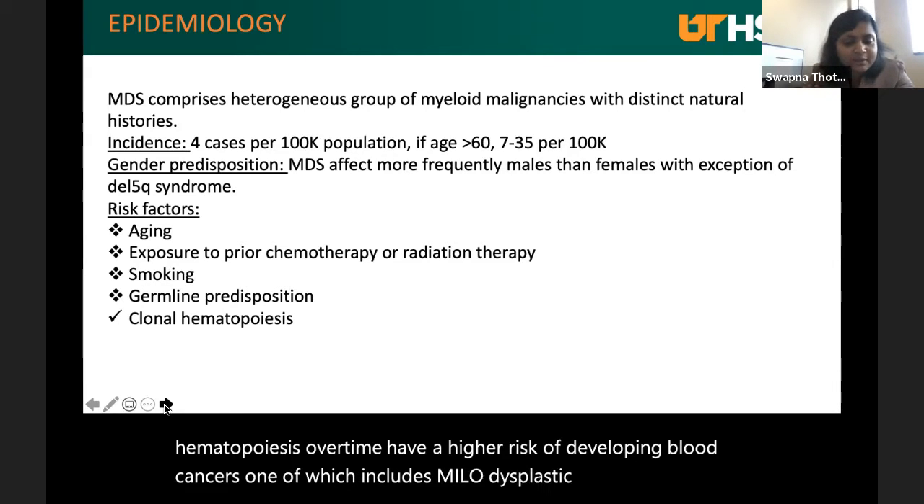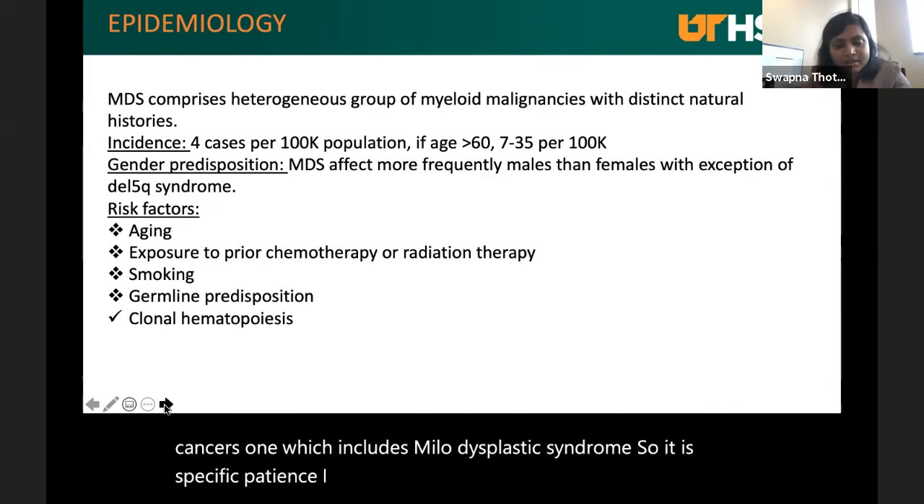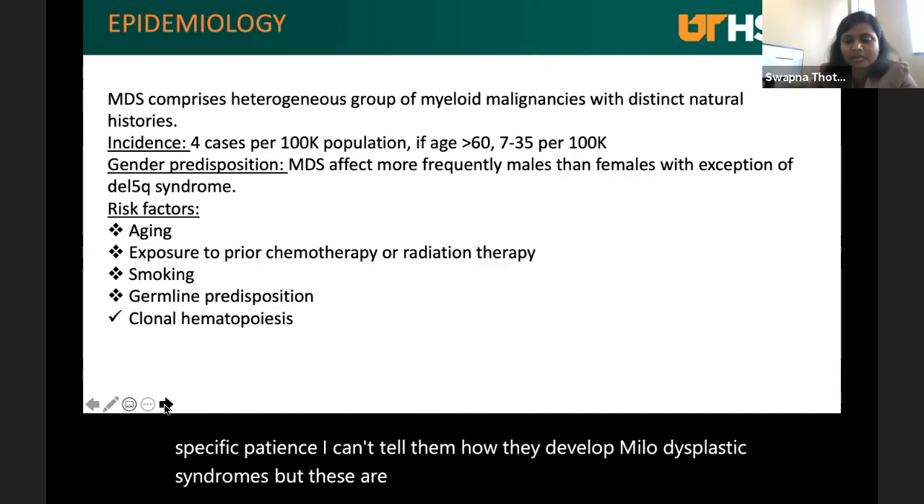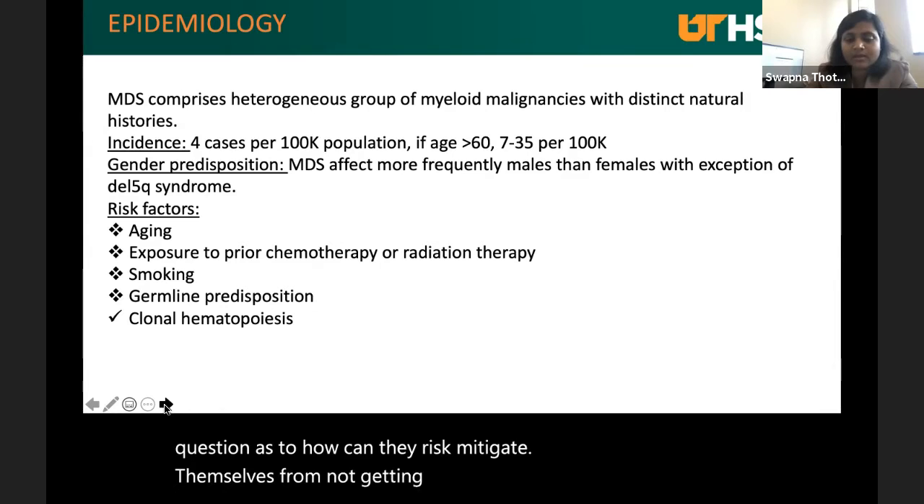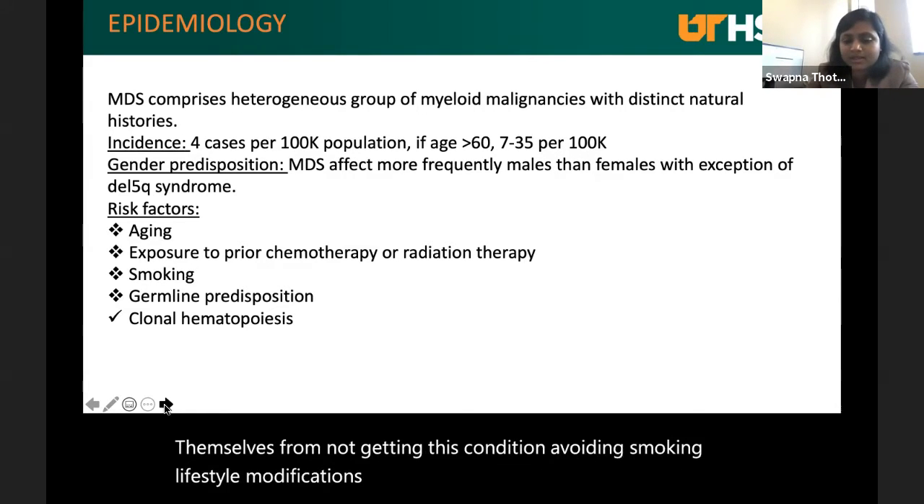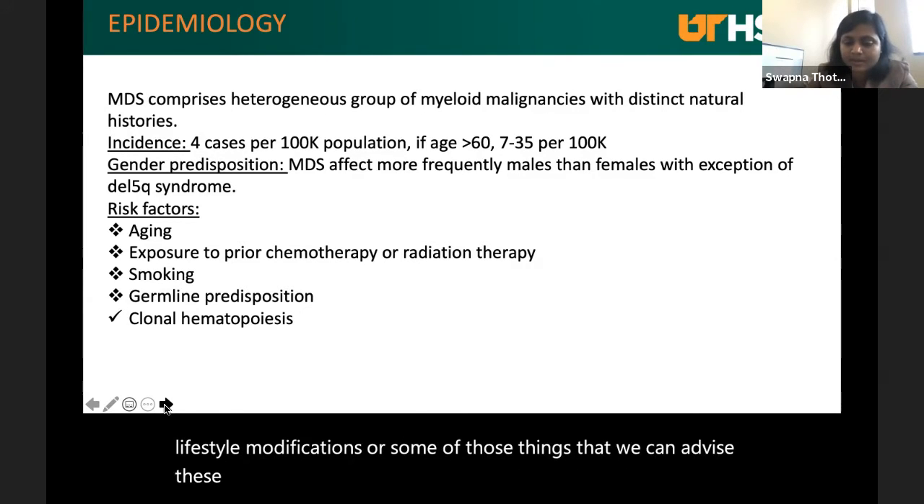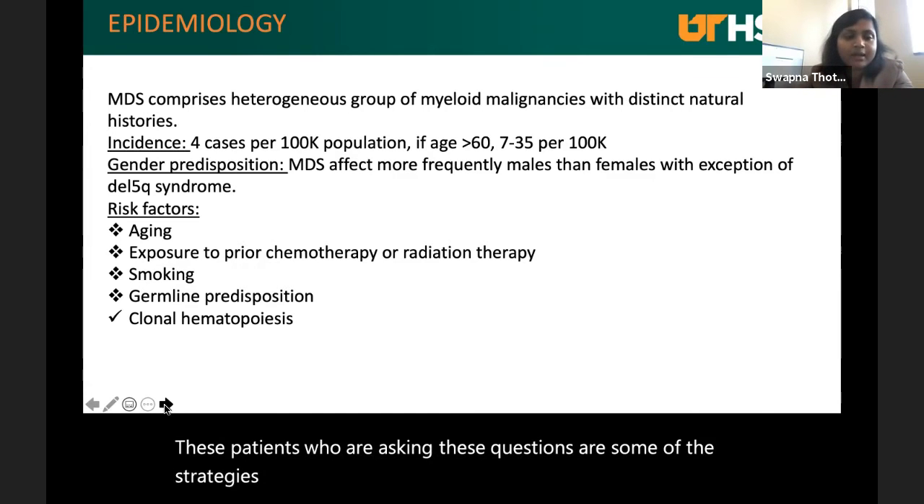So to specific patients, I can't tell them how they developed myelodysplastic syndromes, but these are the risk factors. If somebody asks how they can mitigate their risk of getting this condition, avoiding smoking and lifestyle modifications are some of the things that we can advise these patients who are asking these questions, some of the strategies they can apply.